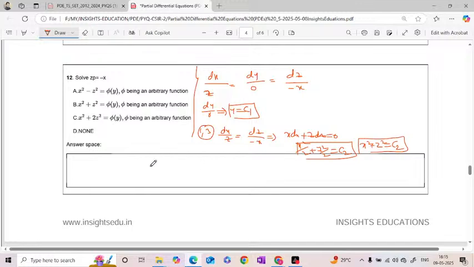So you have to write either c1 is equal to function of c2 or c2 is equal to function of c1. That means x square plus z square is equal to function of y, or y is equal to function of x square plus z square. You can write any one of the formats. So which one is correct? Option P is the correct one. Very good.